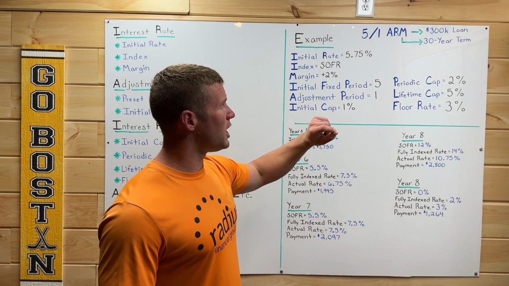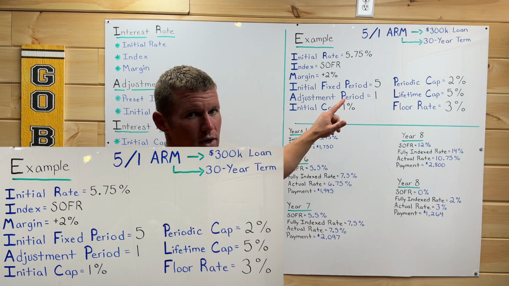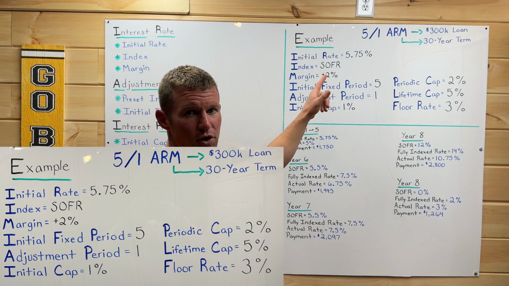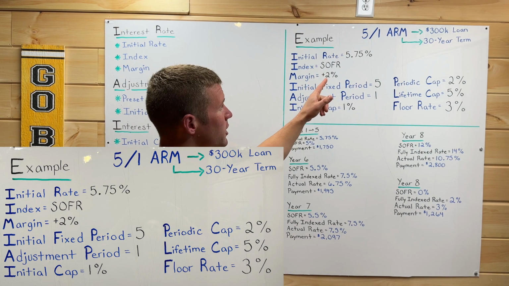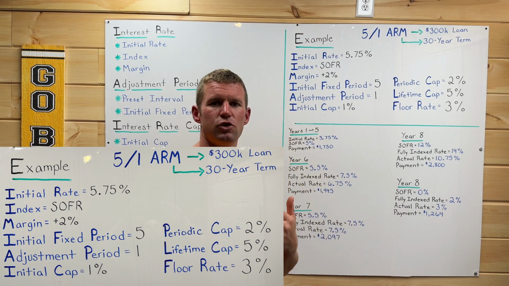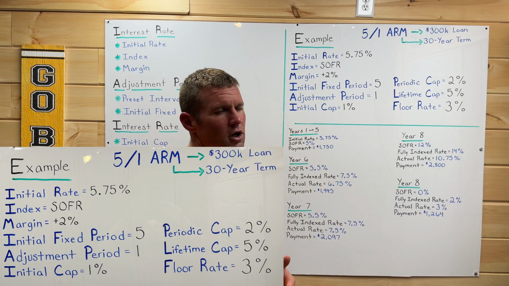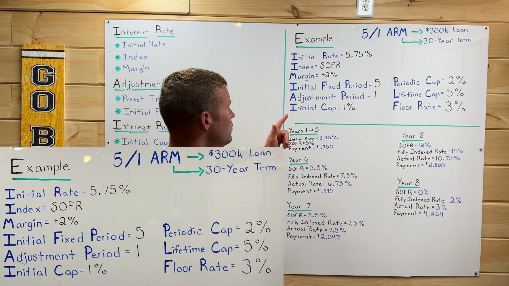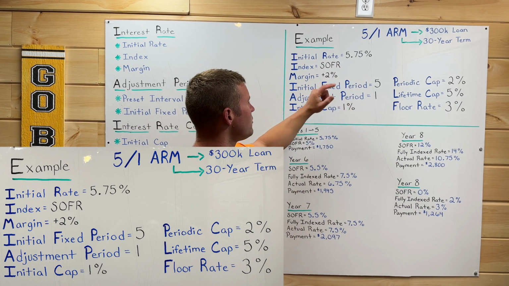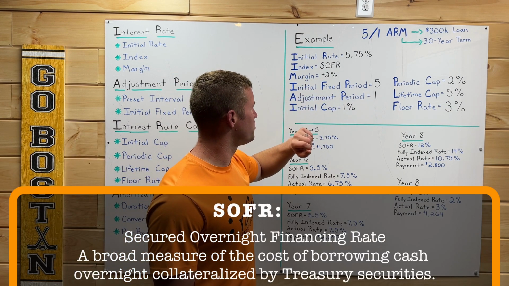All right, so let's go into a quick example, right? Just to set some ground rules here, we're going to use a 5-1 ARM, meaning it's fixed for the first 5 years, and then it's going to change every year after that initial fixed period. We're just going to use a $300,000 loan, and this loan is going to be amortized over 30 years, right? So it's a 30-year adjustable rate mortgage. Again, we need some ground rules here. Our initial rate is going to be 5.75. Our index is going to be the SOFR. Our margin is plus 2%.